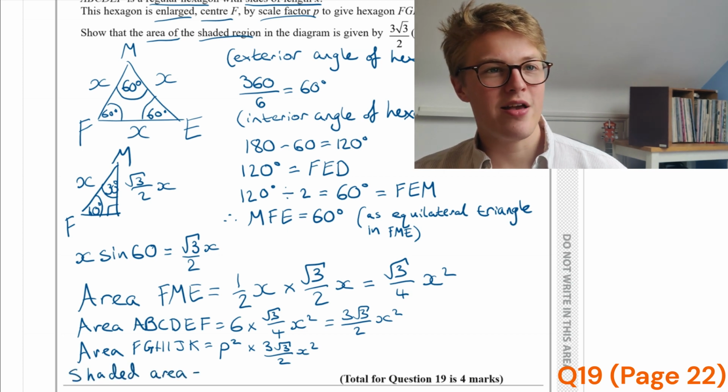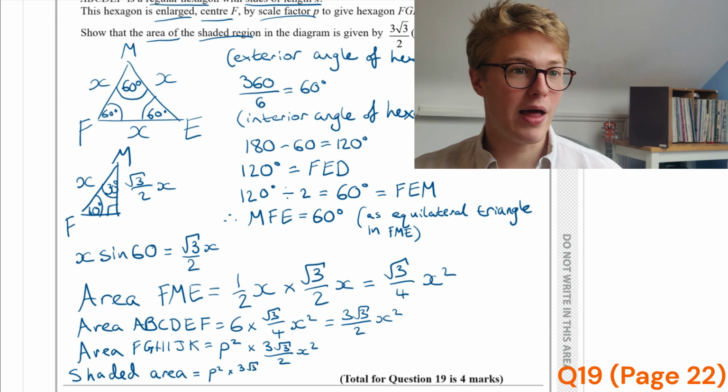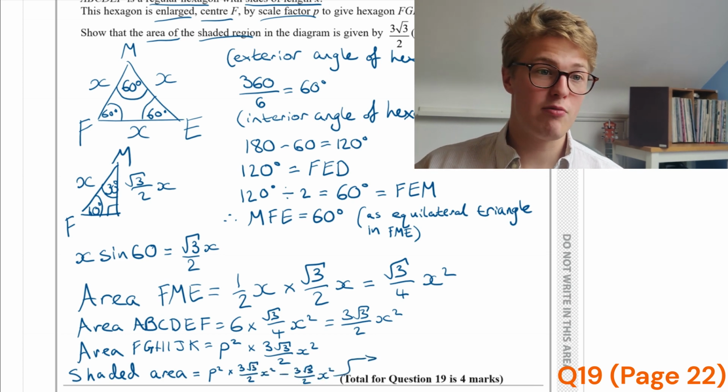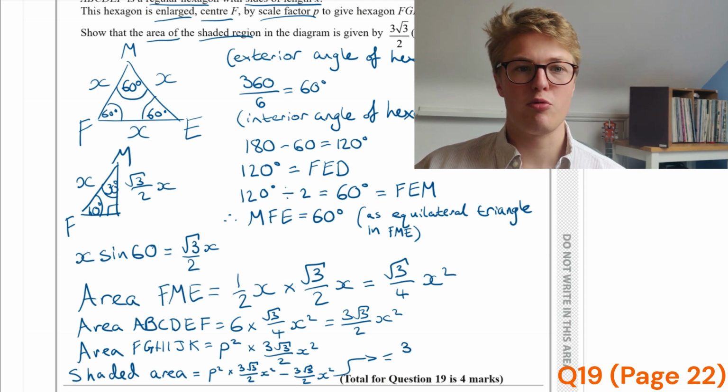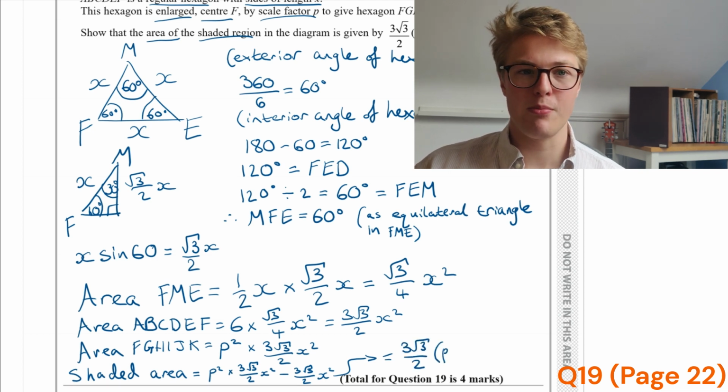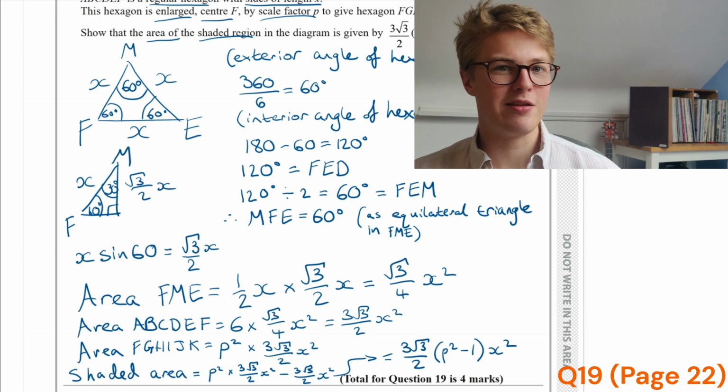The shaded area is the difference between the larger hexagon and the smaller hexagon, so we do p squared times 3 root 3 over 2 x squared minus 3 root 3 over 2 x squared, which leaves us with 3 root 3 over 2 (p squared minus 1) x squared, which is what we needed from the question, so that's our final answer.